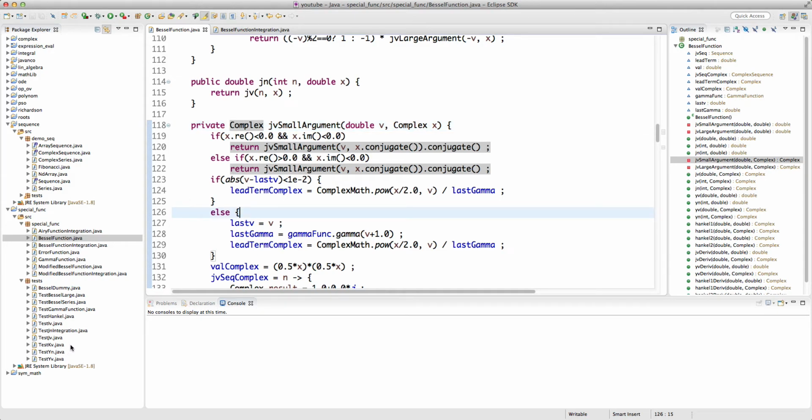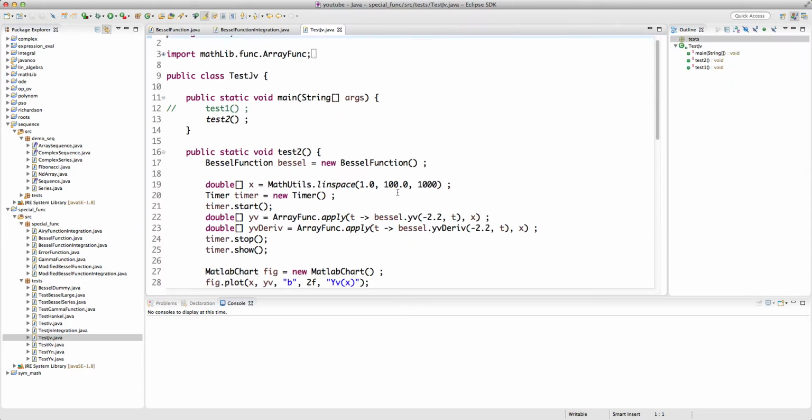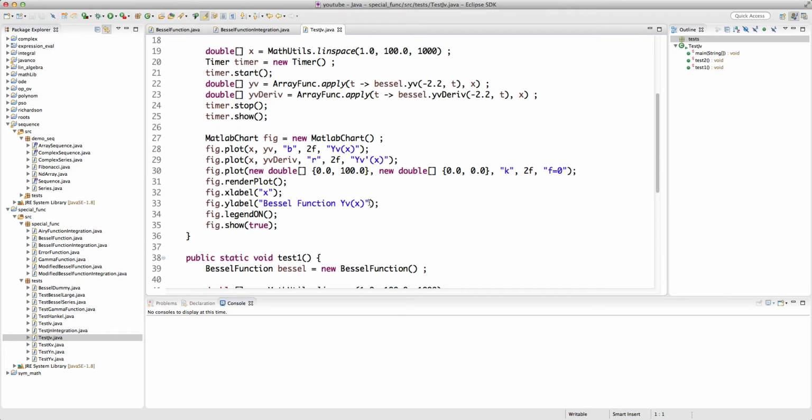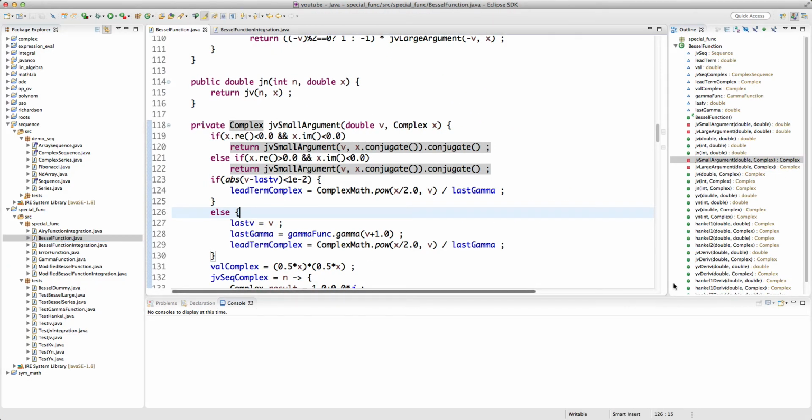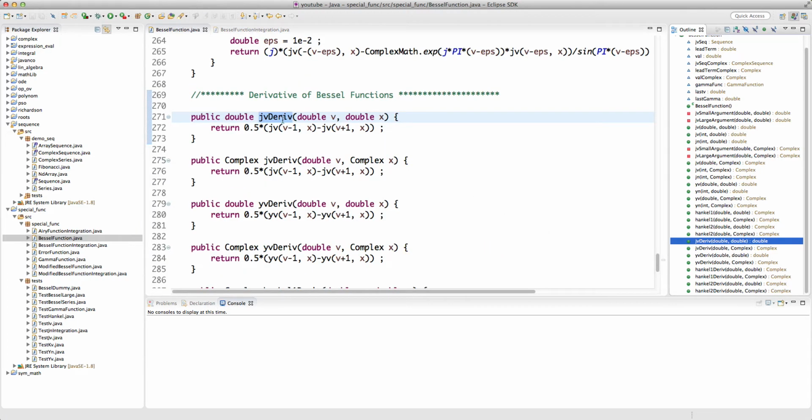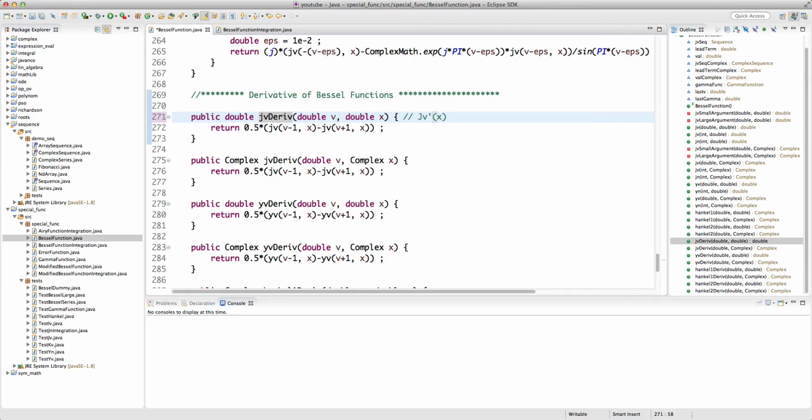And then here in the test j nu. So now in the Bessel function, I have added these j nu derivatives. So j nu deriv is just j nu prime of x, and it's just 1/2 or 0.5 times j nu at nu minus 1 minus j nu at nu plus 1. So it's important to write minus here, all right? And it again works for complex numbers too, because j nu, we implemented it for both real and complex numbers.